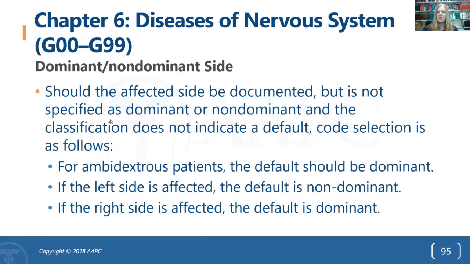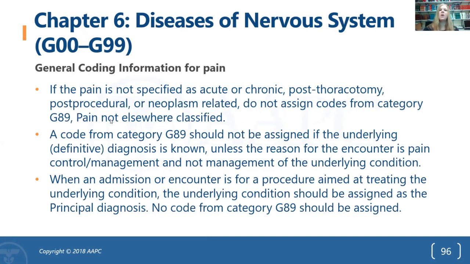If the affected site is documented, but it is not specified as dominant or non-dominant, the classification does not indicate a default code. The selection would be, for ambidextrous patients, the default would be dominant. If the left side is documented, the default is non-dominant, and if the right side is documented, the default is dominant.